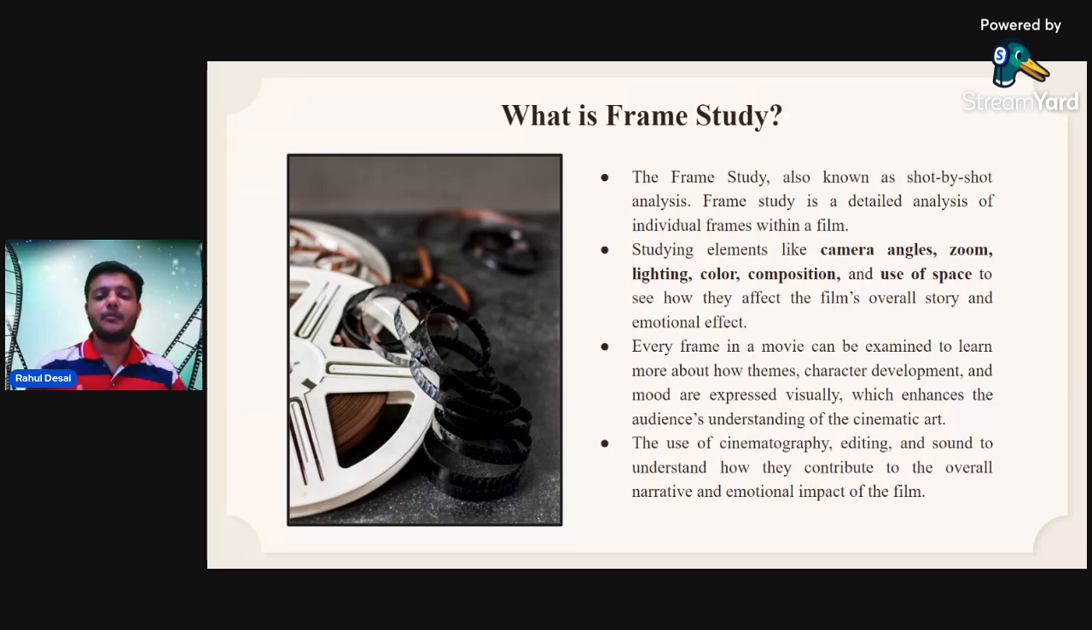Every frame in a movie can be examined to learn more about how themes, character development, and mood are expressed visually, which enhances the audience's understanding of the cinematic art. The use of cinematography, editing and sound helps us understand how they contribute to the overall narrative and emotional impact of the film.